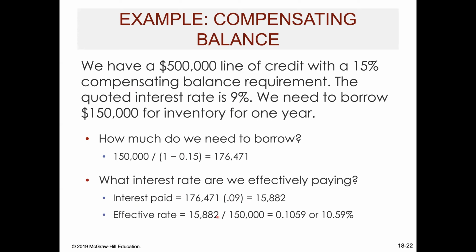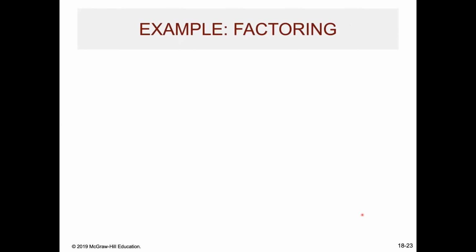The effective rate, we're going to take this 15,000, which is the interest that we paid, and we're going to divide it by the money that we actually wanted to borrow or needed. So really we're paying not 9% because we didn't need that money. We didn't need the 26,471 that we put in a bank account. What we needed was just 150,000. So the real cost to us, or the effective rate, is going to be based off of the 150,000, which is what we needed. So it's really 10.59%.